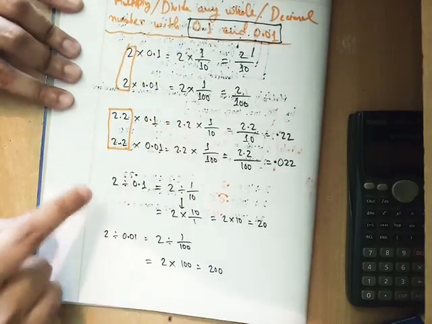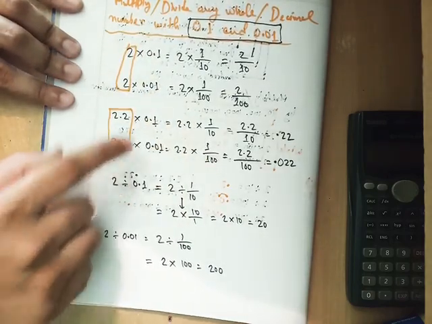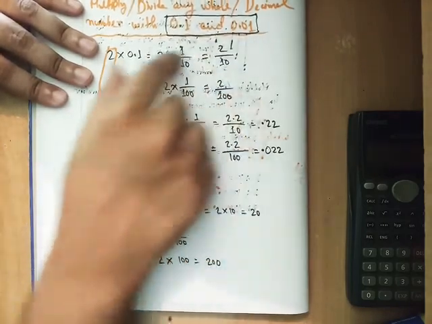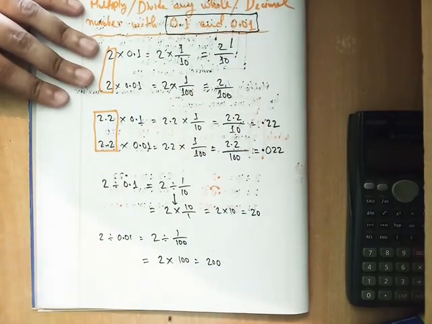So this is how we do it, and I want to leave you with the last thing, which is dividing a whole number and a decimal number with 0.1 and 0.01. I need you guys to think about it, brainstorm and come up with a solution.